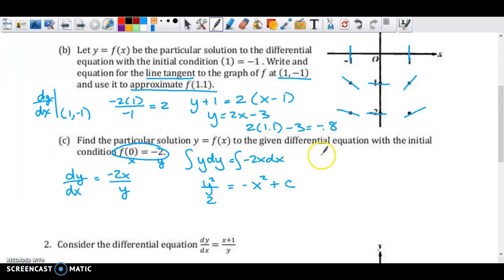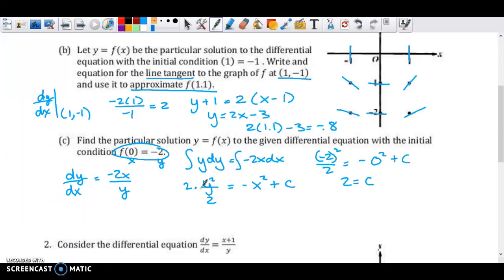So when y is negative 2 and x is 0, what's my c value? Should get 2. Once you have that value, we can plug it back in to this equation over here. So I'm going to clean this up a little bit by multiplying, just getting rid of this 2, okay, and putting it on the other side.